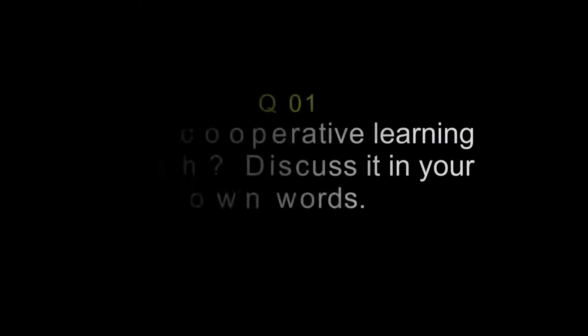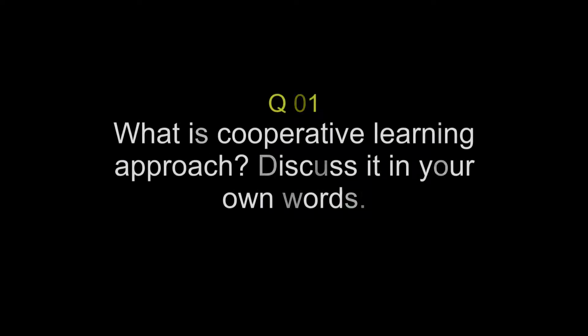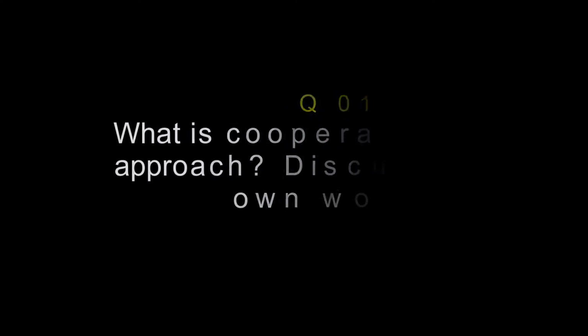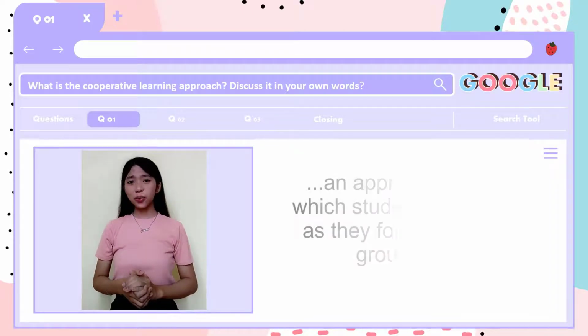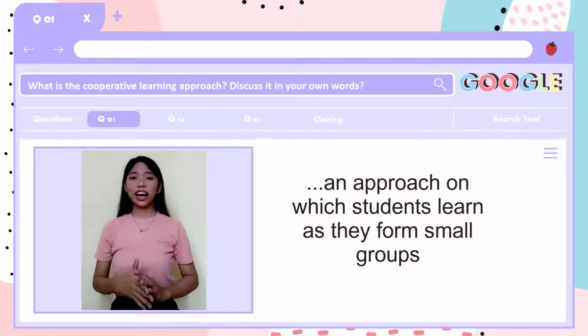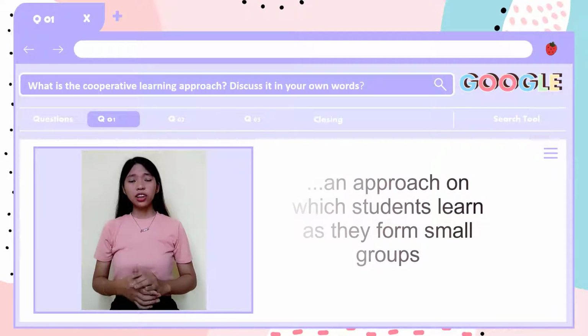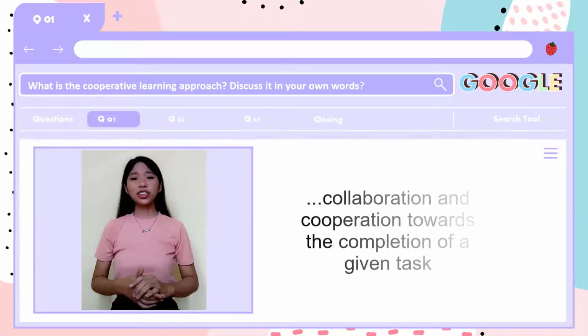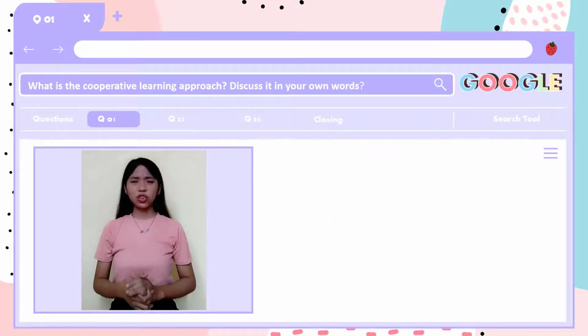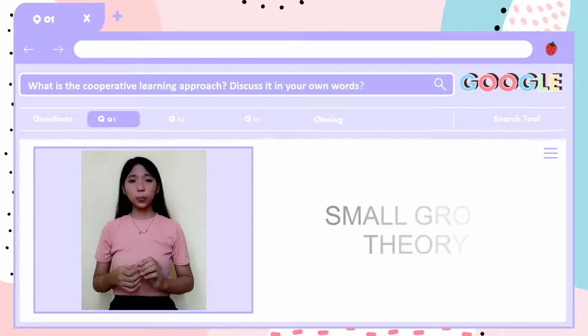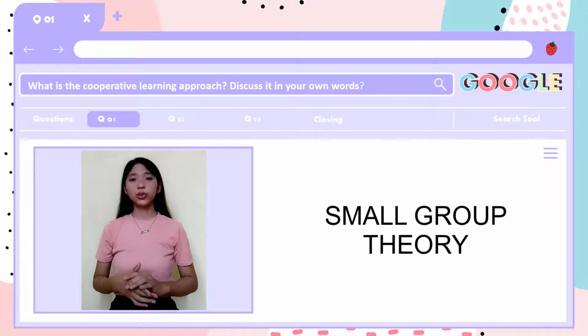Question 1. What is the cooperative learning approach? Discuss it in your own words. Cooperative learning approach is an approach on which students learn as they form small groups requiring their collaboration and cooperation towards the completion of a given task. So, this learning approach is modeled from the group jury or from the small group jury rather.